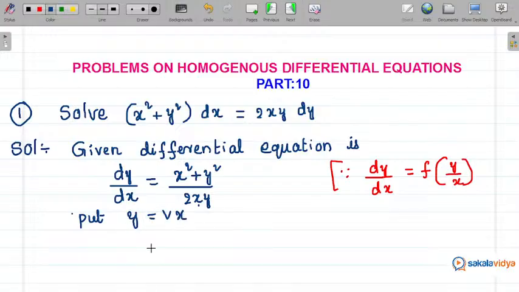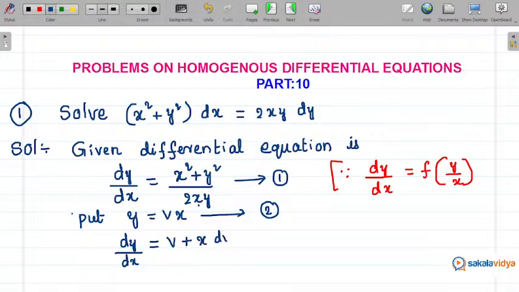Differentiate both sides with respect to x. Say this is equation 1 and this is equation 2: dy by dx is equal to v plus x into dv by dx, which is equation 3. Let us substitute 2 and 3 in equation 1 and see what we get.